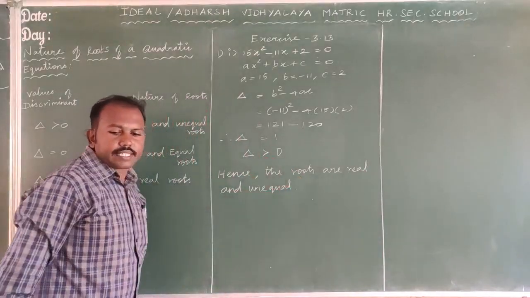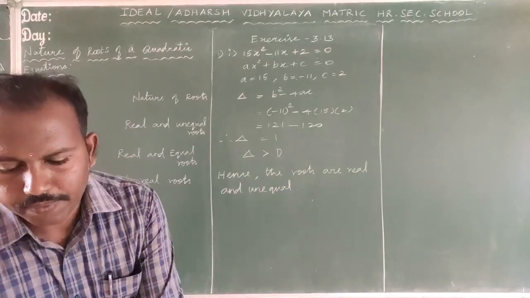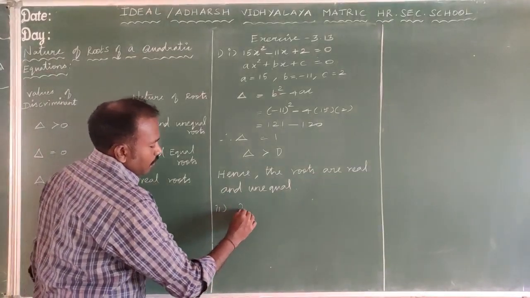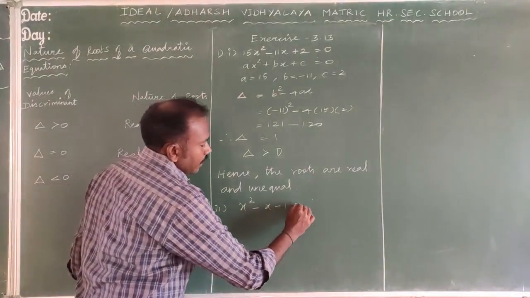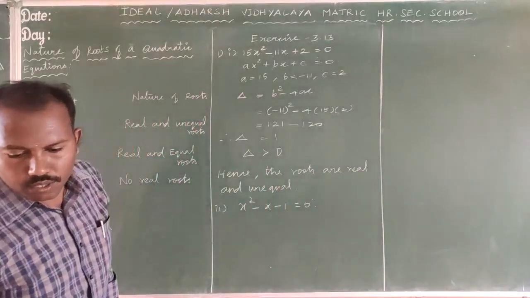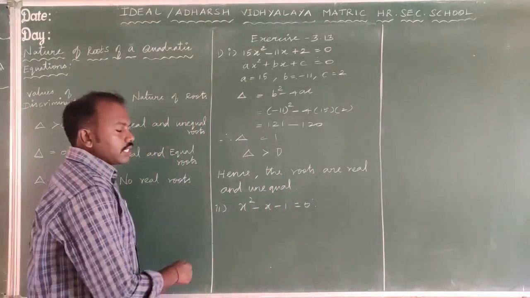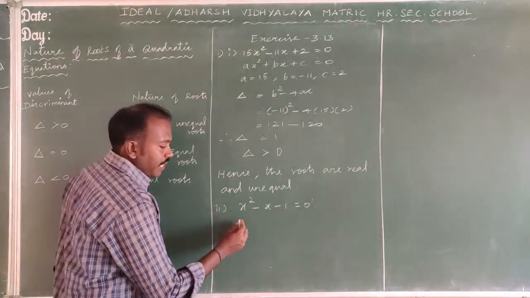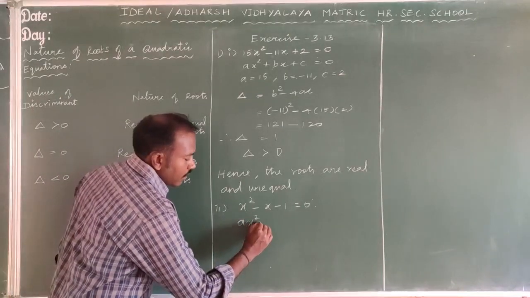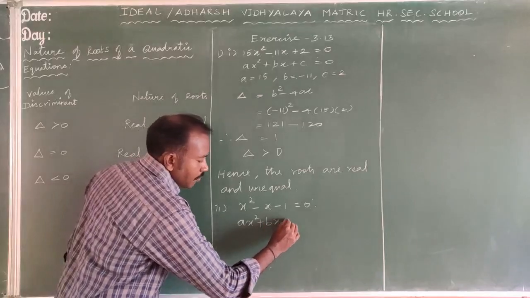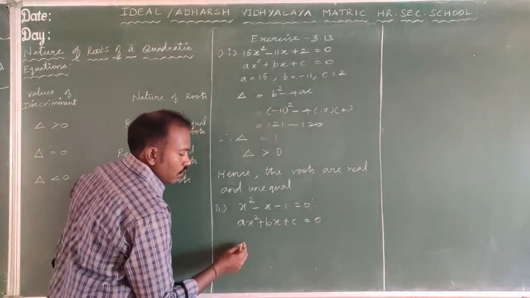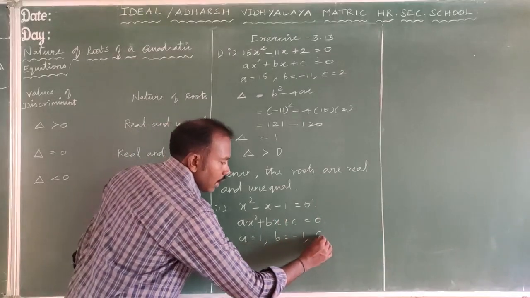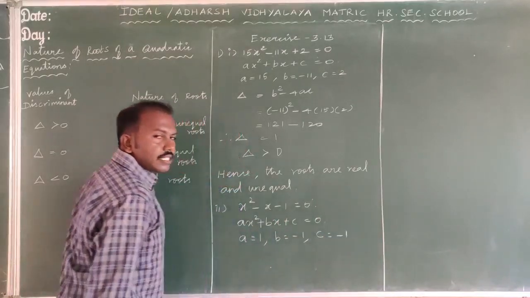That's all. Next, second subdivision, x square minus x minus 1 is equal to 0. The given quadratic equation is comparing with ax square plus bx plus c is equal to 0. Here a is equal to 1 and b is equal to minus 1 and also c is equal to minus 1.